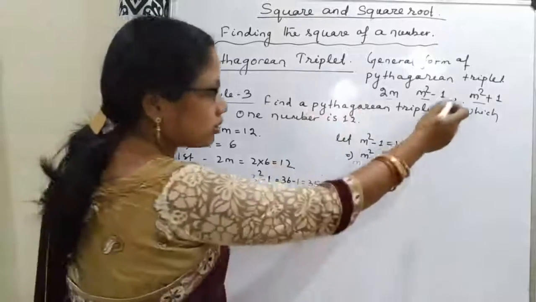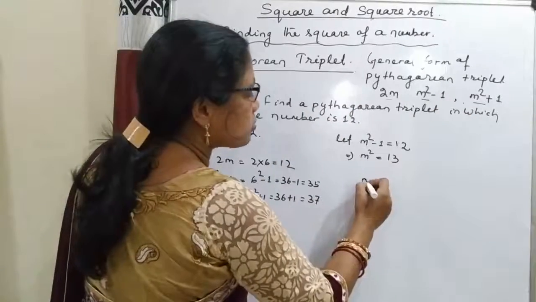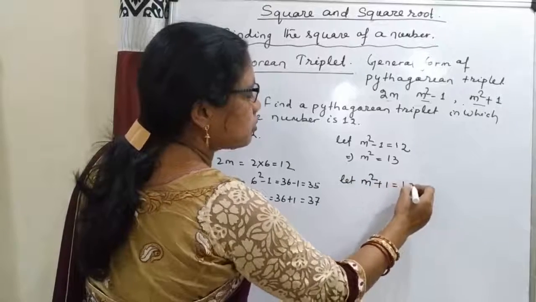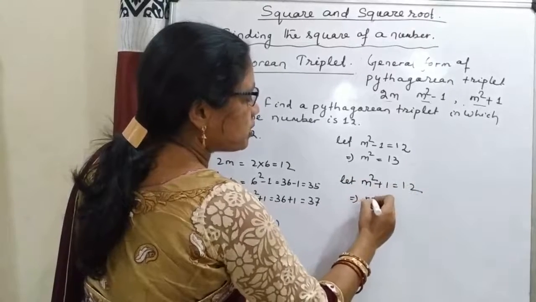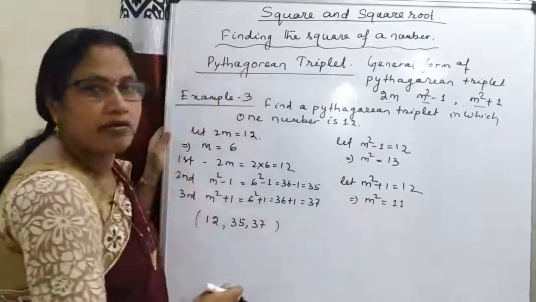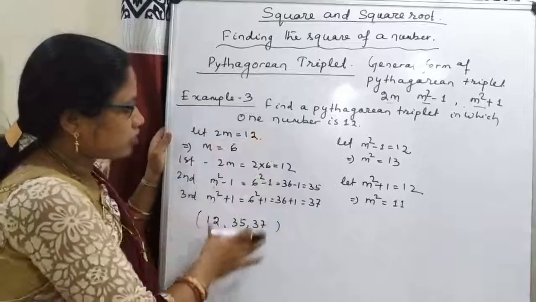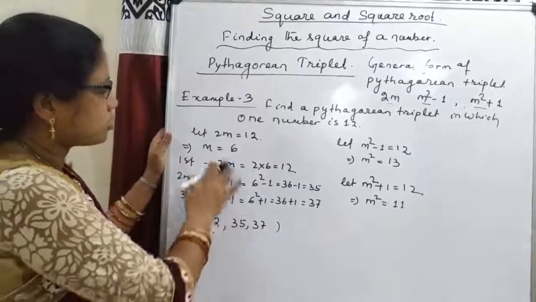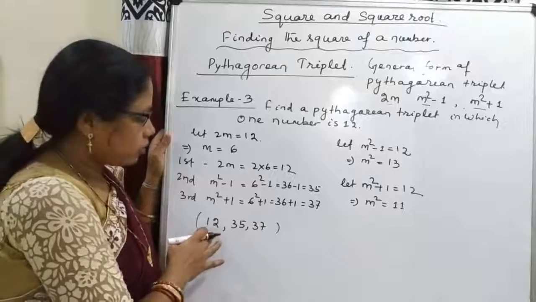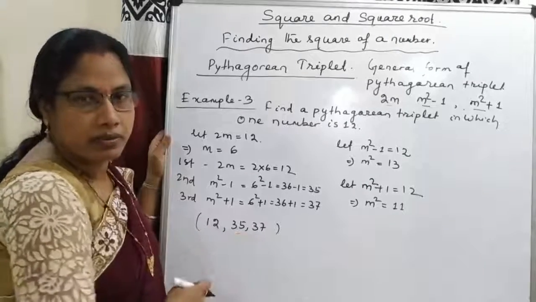So let us test for m square plus 1. Let m square plus 1 be equal to 12. This implies m square is equal to 11. So here also we cannot find m. So the first one is correct. That means 2m is equal to 12 and the Pythagorean triplet is 12, 35, 37.